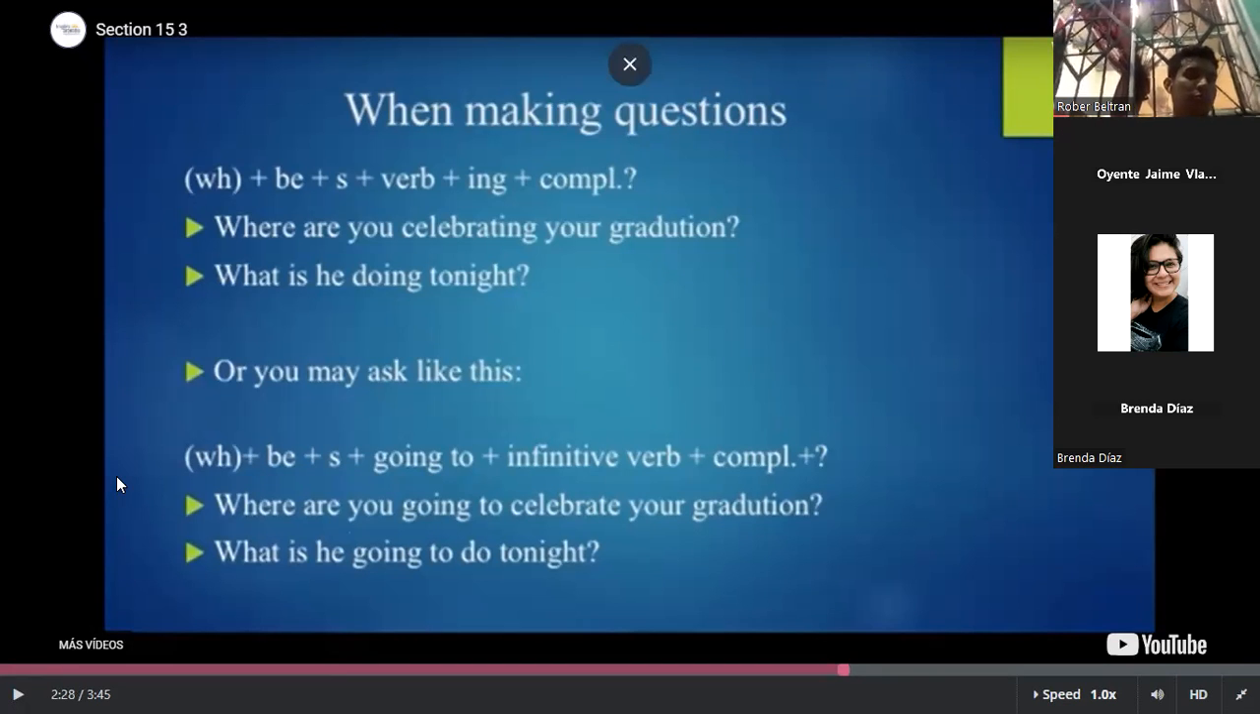A ver si lo están copiando, si no avanzo, si están agarrando las ideas principales. Yes, teacher. Yes, okay. Dos minutos más.